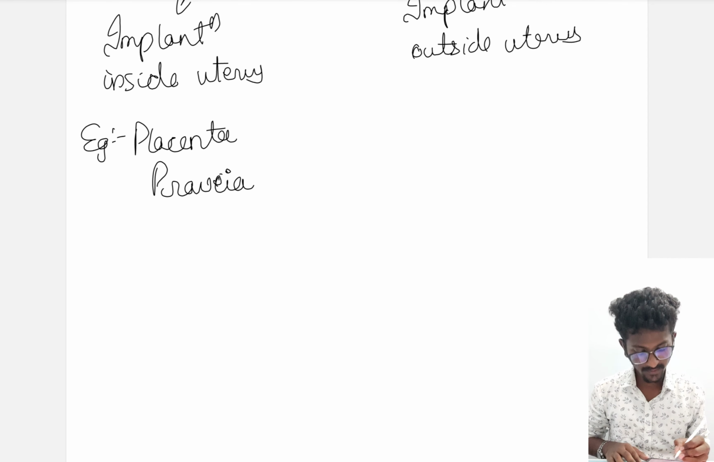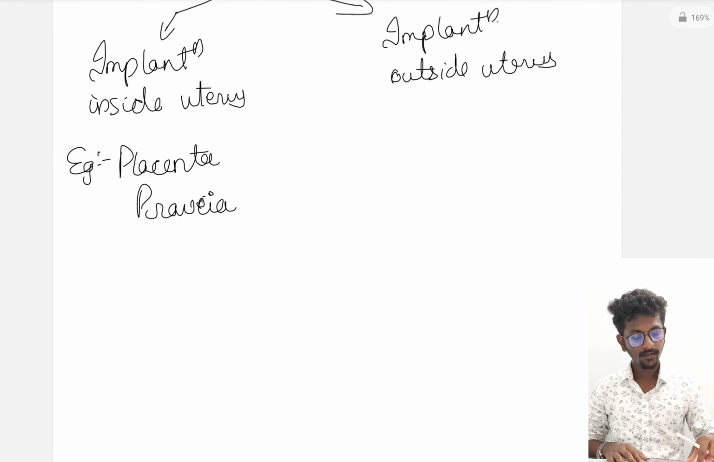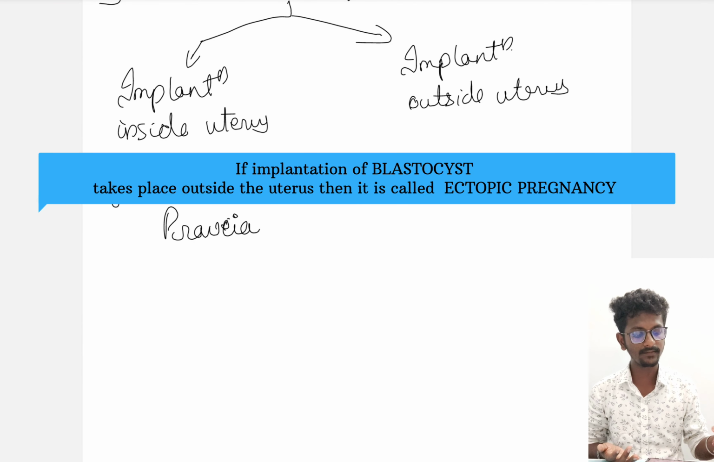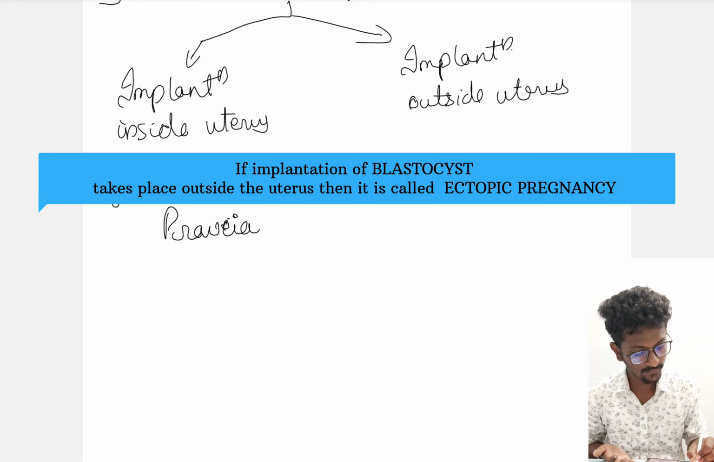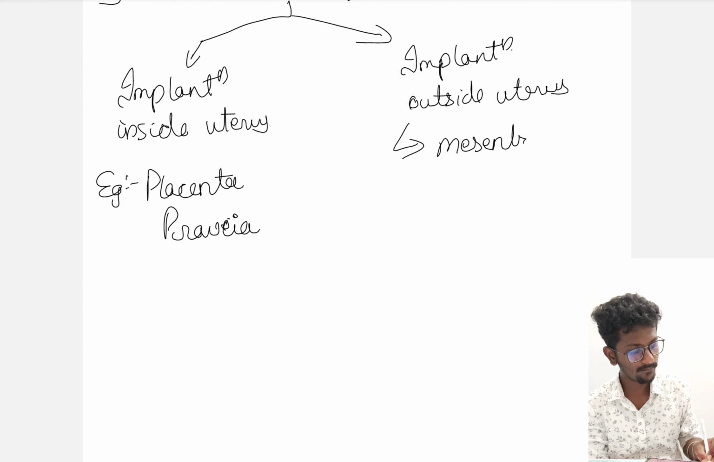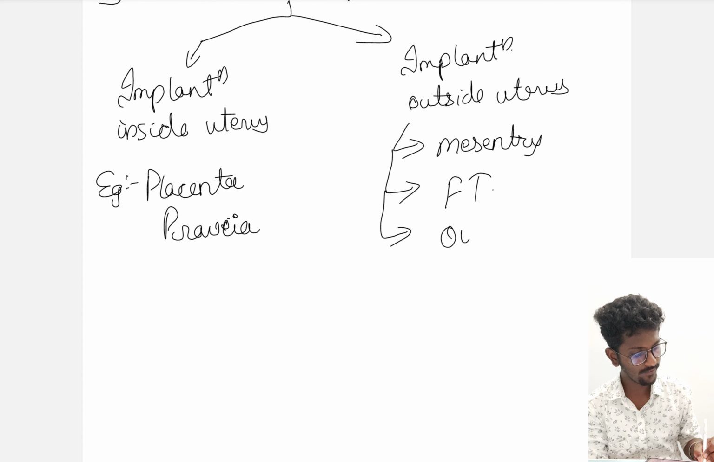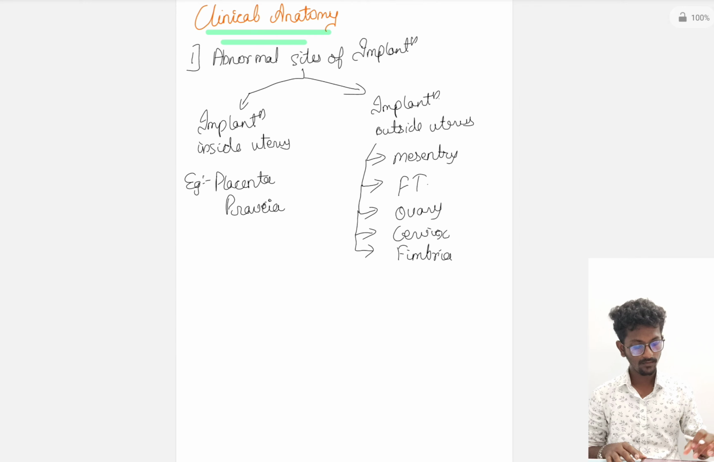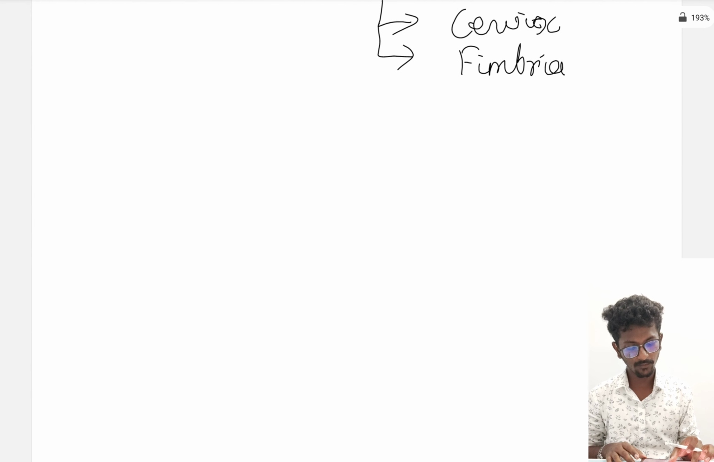Okay? Placenta previa. Now, if the implantation takes place outside the uterus, what are the places where the implantation can take place? So the first is the mesentery, fallopian tube, ovary, or it can also go inside the cervix or the fimbriae. Okay, for this we will be drawing a diagram over here.